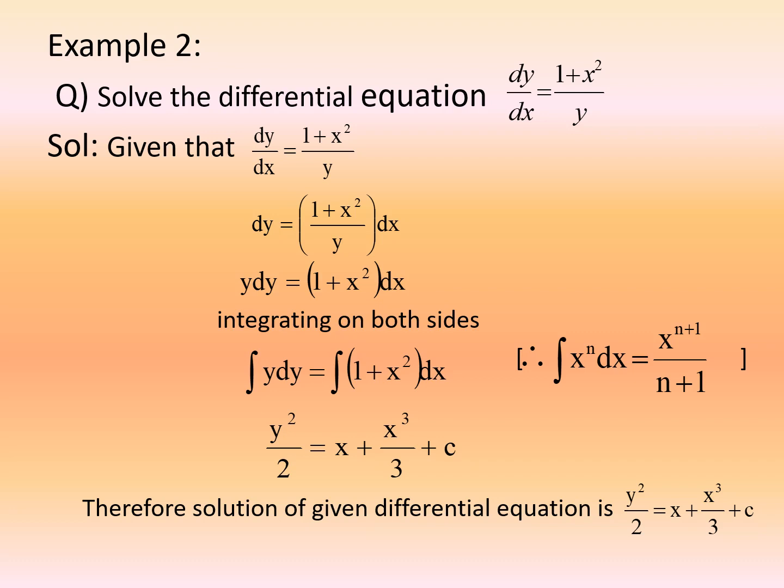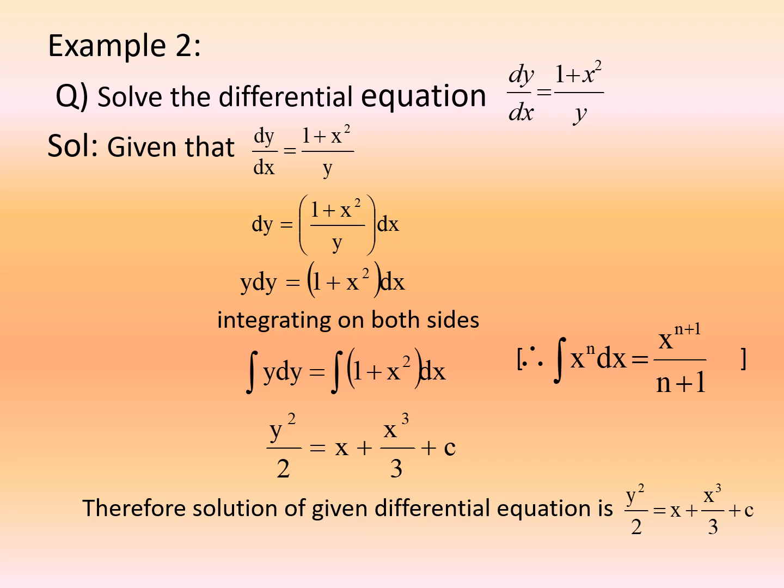Next, we take integration on both the sides. So integral y into dy is equals to integral (1 plus x square) into dx. Before going to solve this part, look into the formula. Integral x power n into dx is equals to x to the power of n plus 1 by n plus 1. Here we are going to apply this formula for these two integrals.